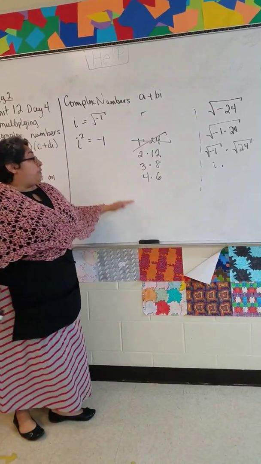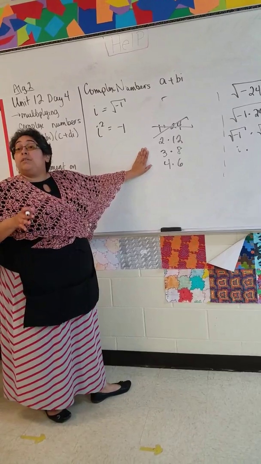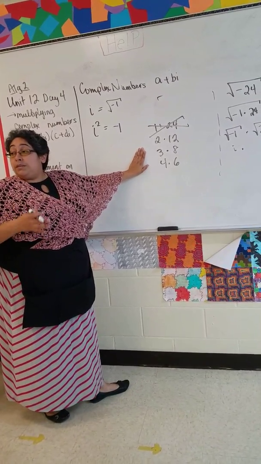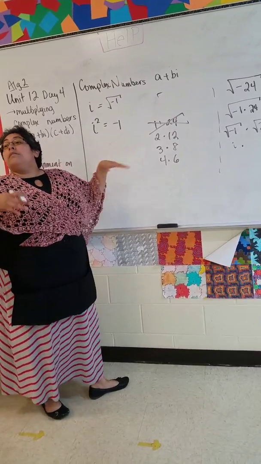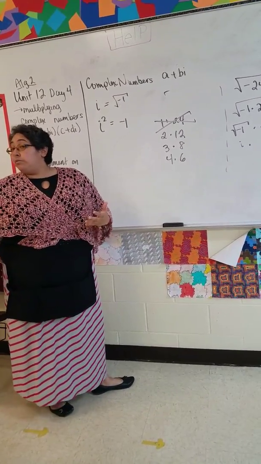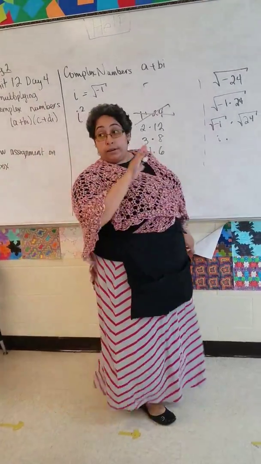Now I need to pick from these. The one I want to pick is the one that's going to be the most useful. It's going to be the pair that has a perfect square in it, a number that has a whole number square root. 4 and 6, because the square root of 4 is 2, or -2.